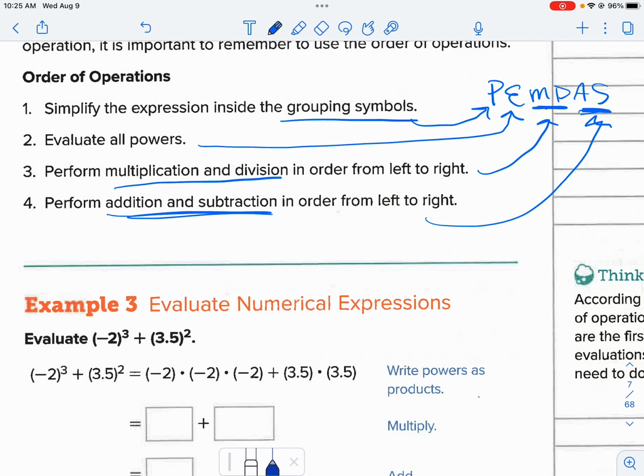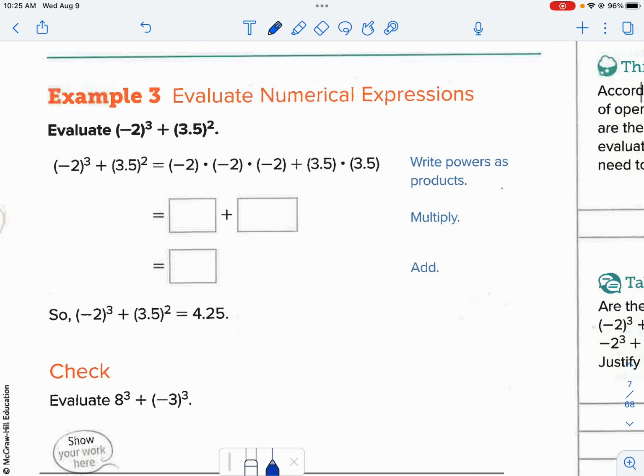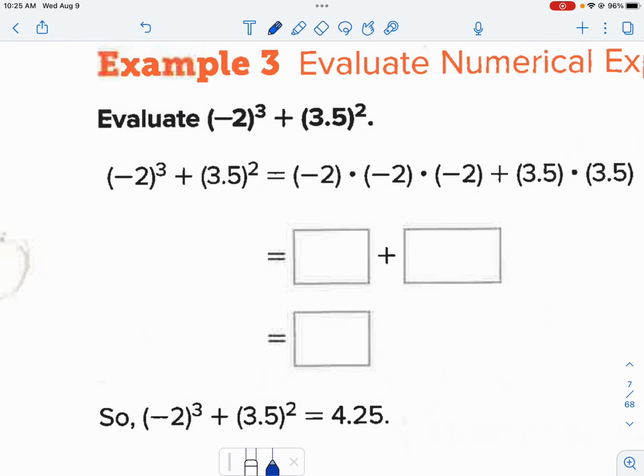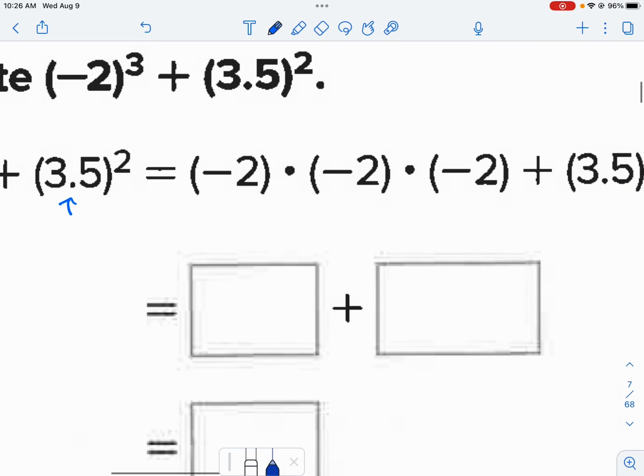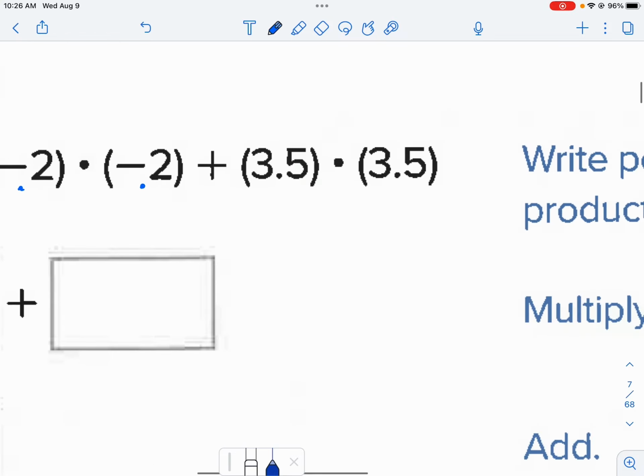Okay? So here we go. We're going to look at this. So if I look at this first, do I have parentheses? I do have parentheses, but inside the parentheses, there's nothing to do. They're just numbers. So I skip over the parenthesis part, then I go to the exponent part. Well, this says I'm going to write negative 2 3 times. So 1, 2, 3. Then this says I'm going to write 3.5 2 times. So I've written it 2 times.